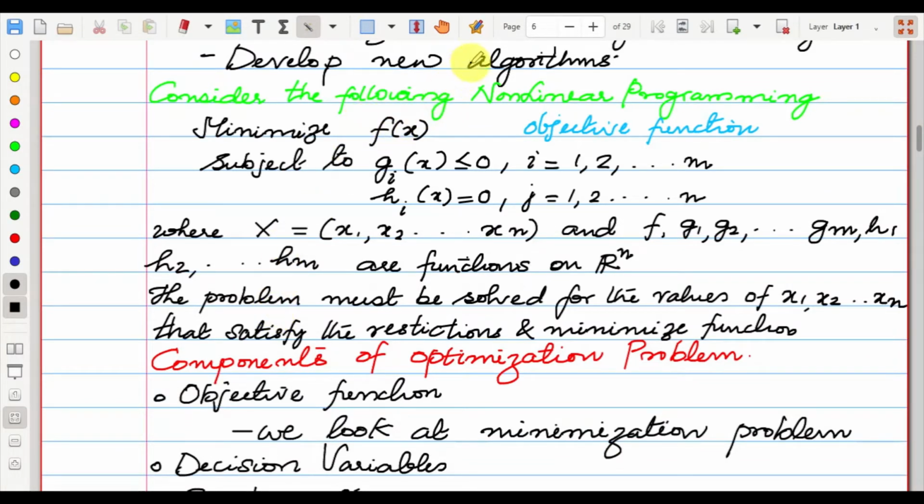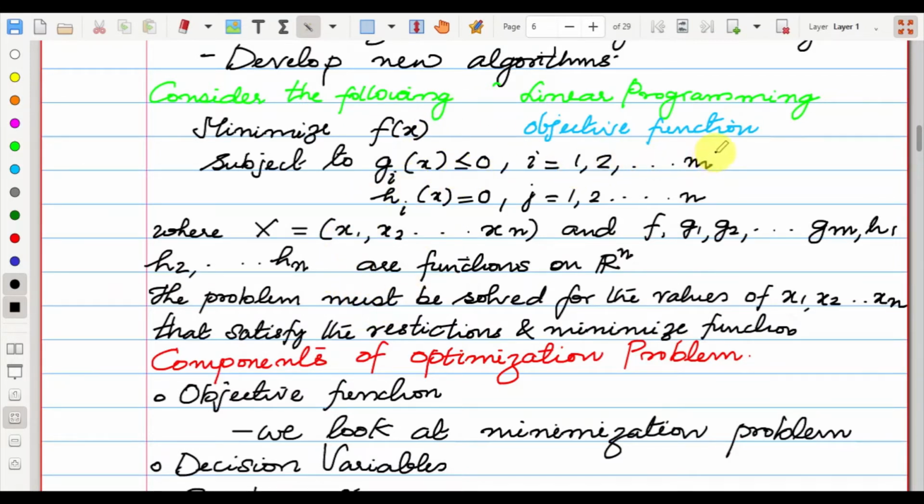So consider a linear programming. So this is our formulation of linear programming. So this is our objective function, minimize f of x, subject to g i of x less than or equal to 0 and h j of x equal to 0, where i equal to 1, 2, etc. m, j equal to 1, 2, etc. n, where x equal to x1, x2, etc. xn, and f, g1, g2, etc. gm, h1, h2, etc. hn are functions on R raised to n. So the problem must be solved for the values of x1, x2, xn that satisfies the restriction and minimize the function. So we can formulate an LPP like this.